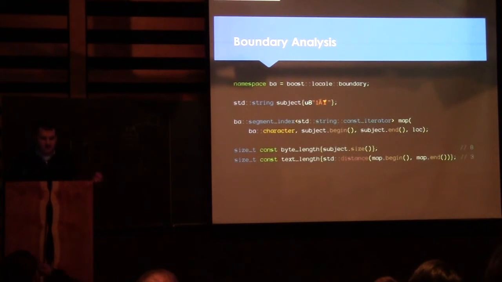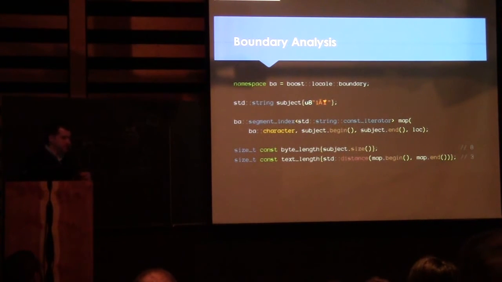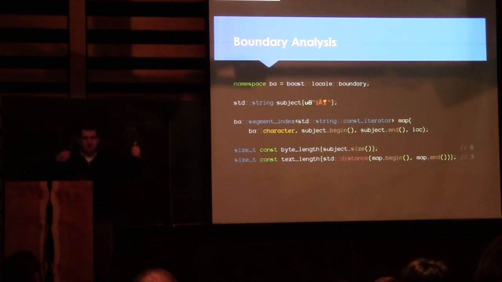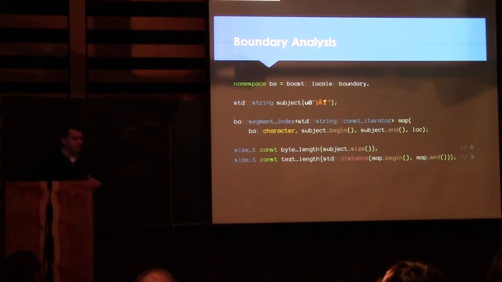It has boundary analysis. Here we construct a segment iterator, and we iterate over characters. Now, I contend that this is misnamed, because what this actually iterates over are text elements. It'll find a base character with all its combining characters. So this usage of the word character doesn't match the way that Unicode uses it. But basically, the idea is that we're going to iterate over text elements.